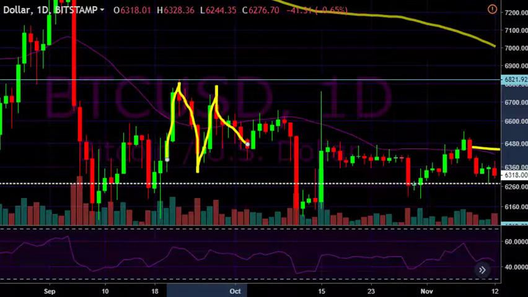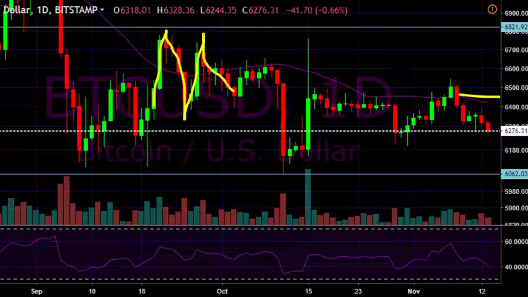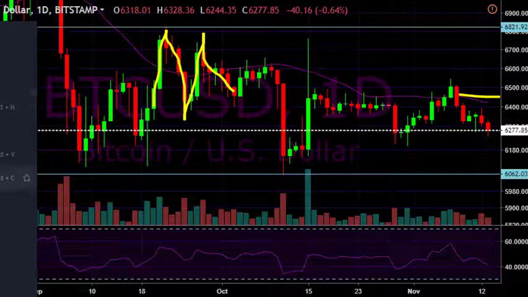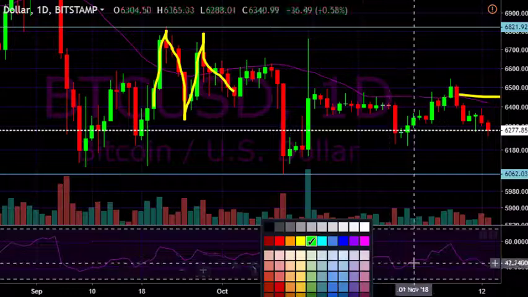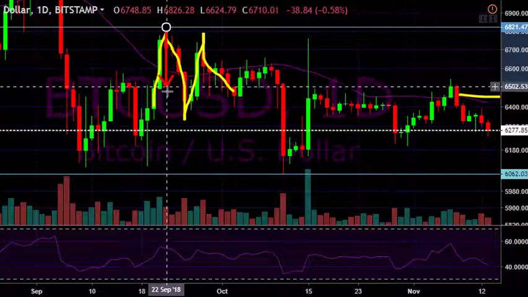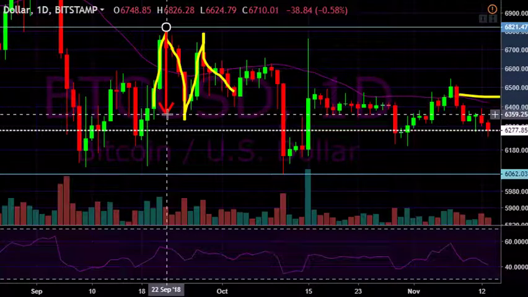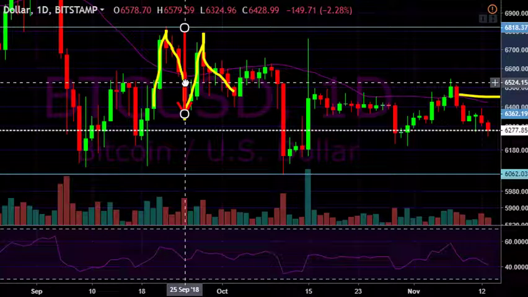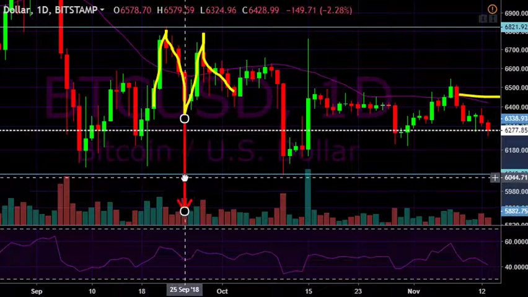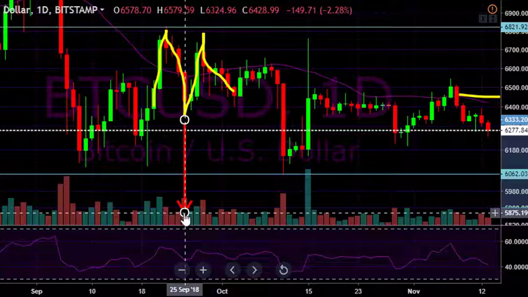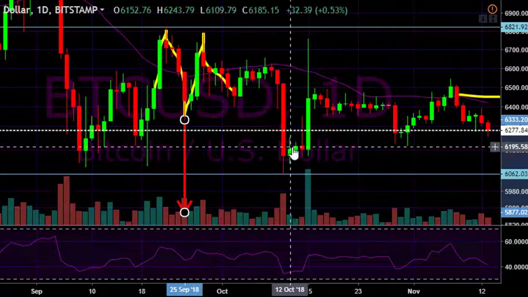So the way that we calculate a target for this kind of pattern is it's simply a measurement from the top to the support line, which I'm going to put on the chart for you now. Make it red because it is a bearish move. So that was approximately the bottom of the line there. So to measure it down, it would be from the bottom downwards, which would give us a target of 5875.